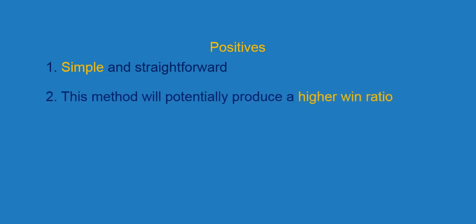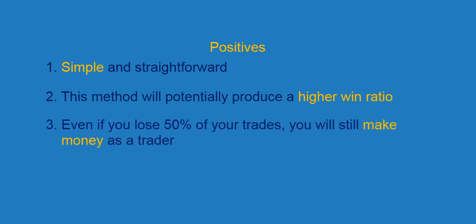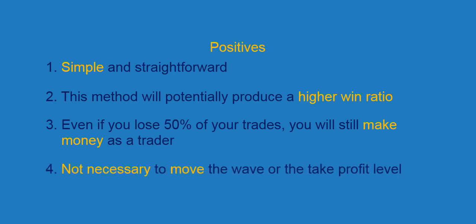Secondly, assuming that the entry and stop loss are positioned correctly and consistently, this method will produce a higher win ratio. Thirdly, again, assuming that your entry and stop loss are positioned correctly and consistently, even if you lose 50% of your trades, you will still make money with this method. Furthermore, it won't be necessary to move the wave or the take profit level according to the movement of price. And finally, once again, the process is mechanical, which removes the possibility of making decisions based on fluctuating emotions.